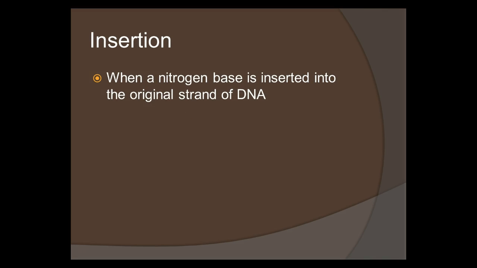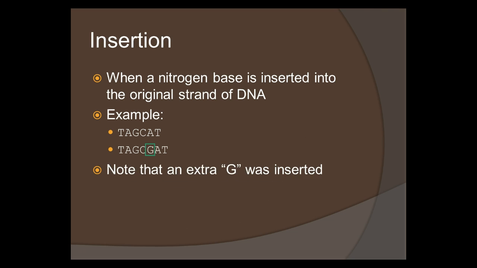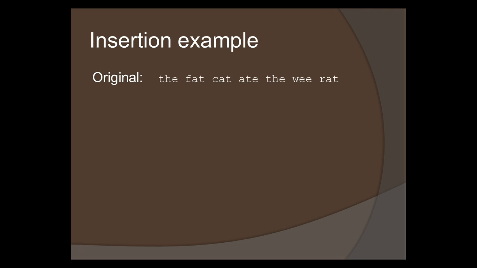Essentially, this is what it sounds like. When you insert something into that original strand of DNA, TAG, CAT, if I insert something in there, I've inserted the G. It shifts everything else down a little bit. That extra G was inserted. Let's try our example with the fat cat.